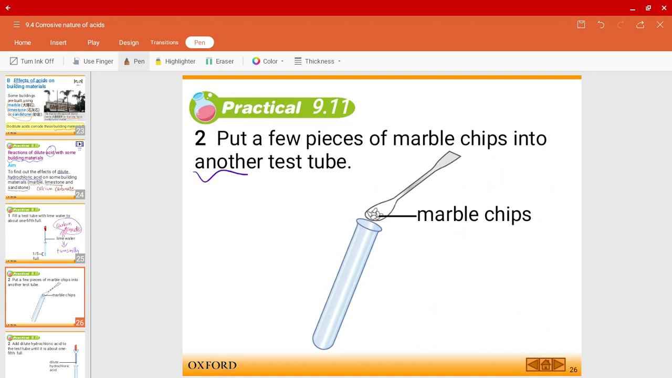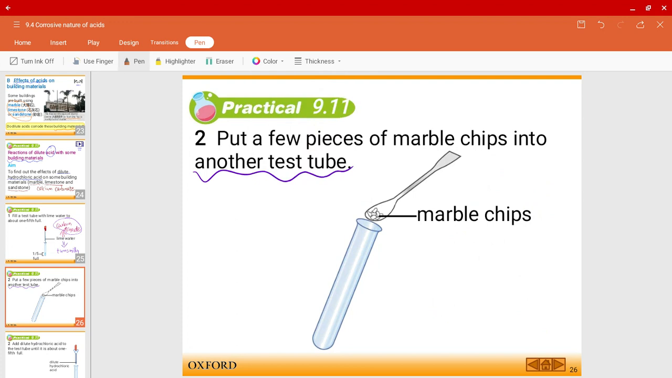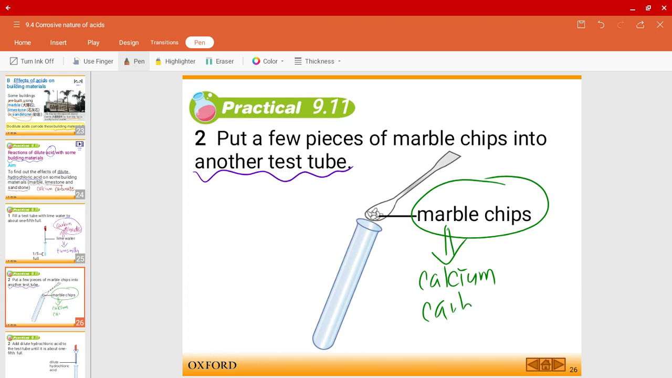Next, we'll grab another test tube. We love getting a lot of test tubes, that's what we do. Then we'll be adding marble chips. Now, this is not the chips you're thinking about. Unfortunately, these are not potato chips, so if we do this in the lab, you're not able to eat it. I'm really sorry. But as I told you, marble is the building material. It is calcium carbonate. So we'll use it for the experiment.